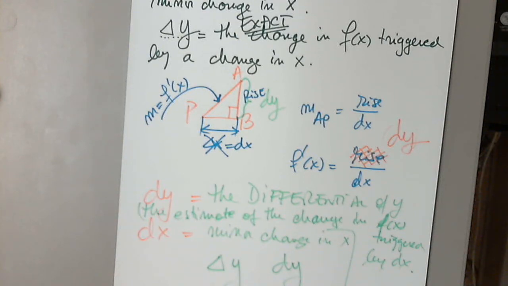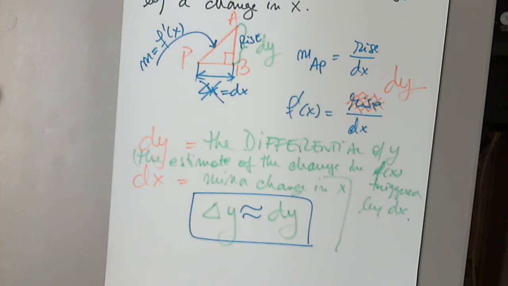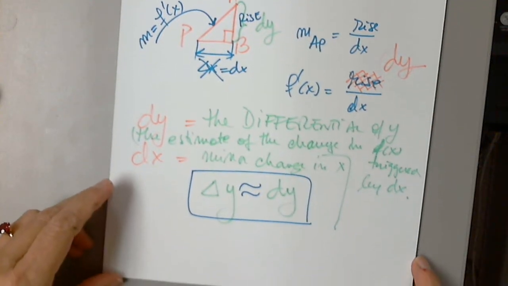what will be the relationship between these two? And you cannot say equal because they're not equal. Approximate, very good. They're approximately equal. They're not equal, and they will probably never be equal, most probably.